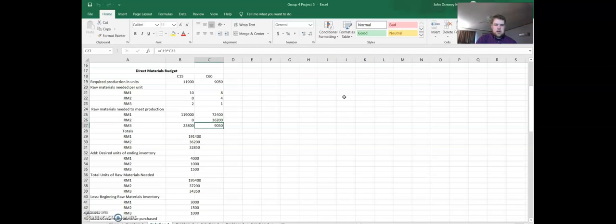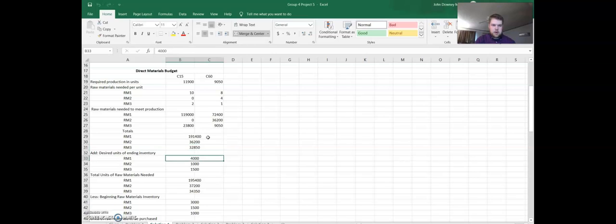And then to simplify the math later on, I went ahead and totaled the two together. So for example, for raw material 1, I went ahead, as you can see in my formula bar, added the totals needed for C15 and C60 to give us the total of raw material 1 that we needed. I did the exact same thing with raw material 2 and raw material 3.